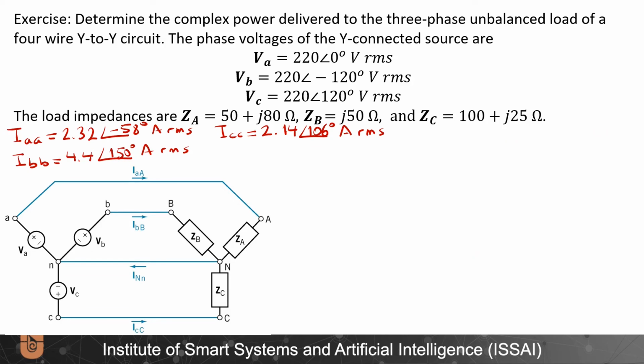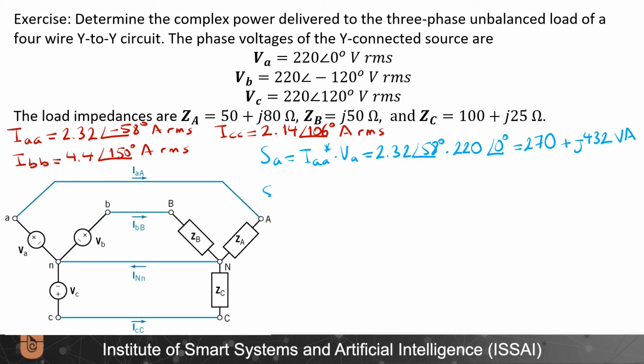After calculating the phase currents, we can easily calculate the complex power delivered to the loads. SA will be equal to IAA conjugate times VA, which is equal to 2.32 with an angle of 58 degrees times 220 with an angle of 0 degrees, and according to MATLAB this is equal to 270 plus J432 volt amperes.